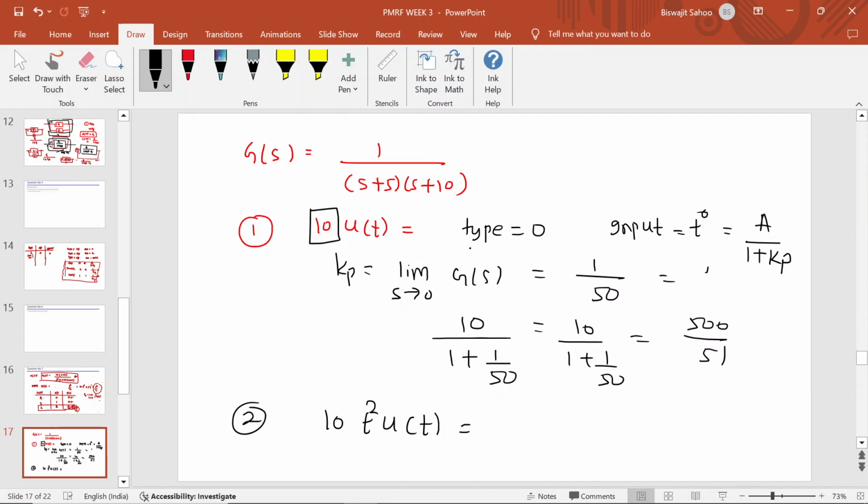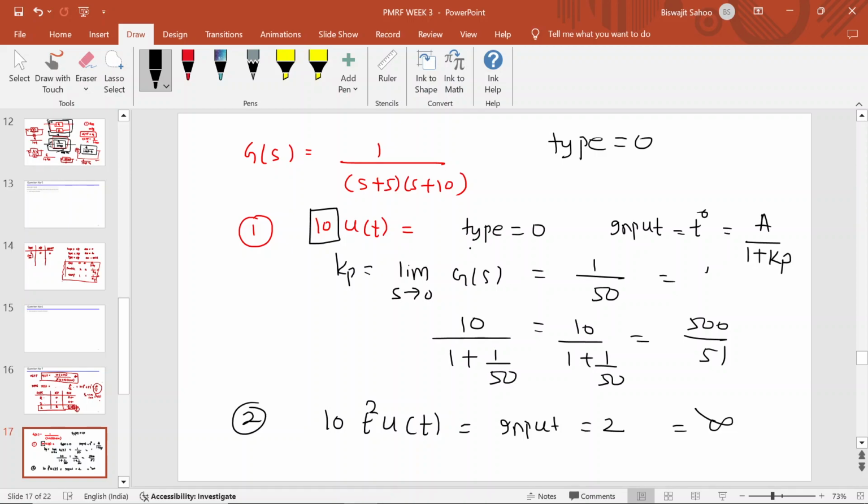So you can see your type is 0. Input is how much? Input is 2. So when the input order is greater than the type, the answer should be infinity, right? Yes, sir. So there is no need to solve E(s) by 1 plus G(s). You can solve it, so no problem.